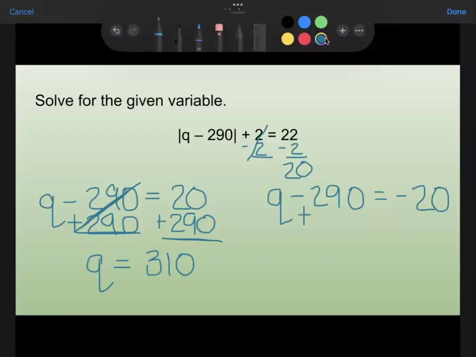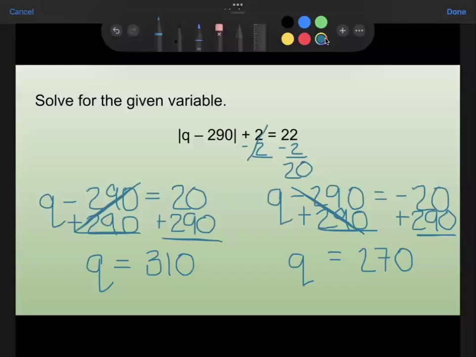Okay, on this side, I'm also going to do plus 290 and plus 290. This cancels, so I've got q over here, and negative 20 plus 290 is going to end up being 270. So those are my two answers for q. It's going to either be 310 or 270. So if I need to graph those, I'm going to make a number line that includes 270 and 310 in the right order. Put some dots on there, and that would be it.